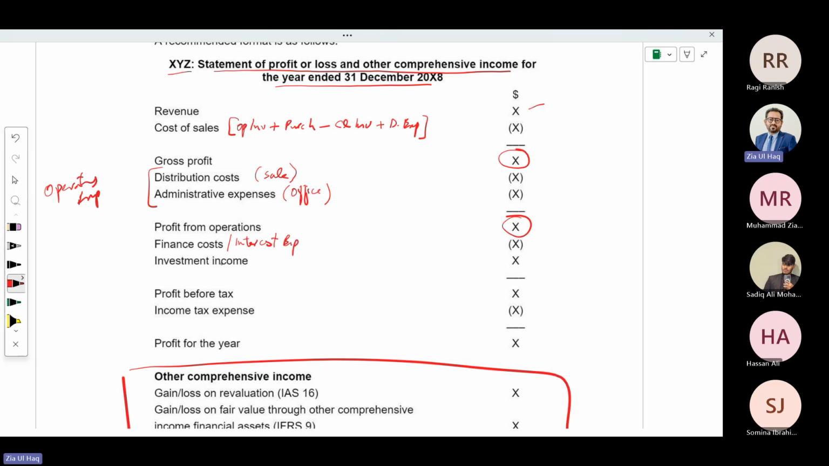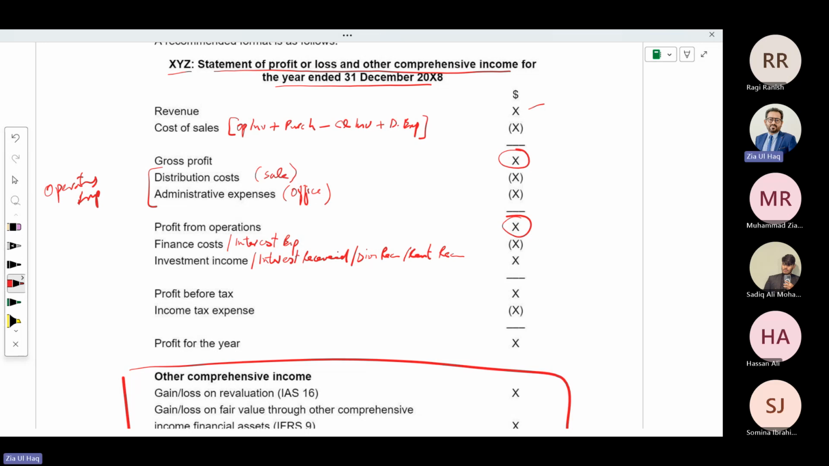And we need to add other income. Other income means interest received, dividend received, rent received. Meaning if suppose the company has made any investment in any property, and from that property the company is receiving any rent, that is other income.